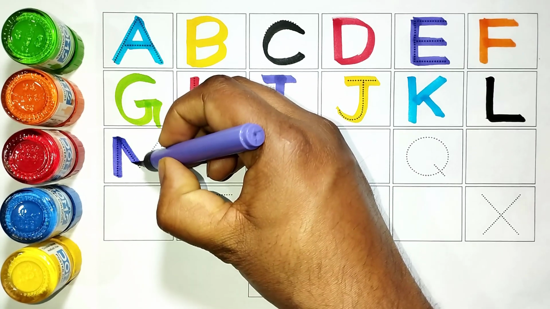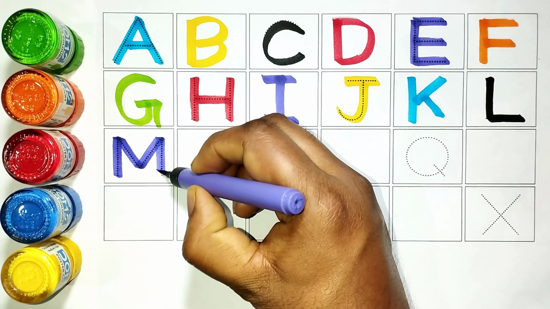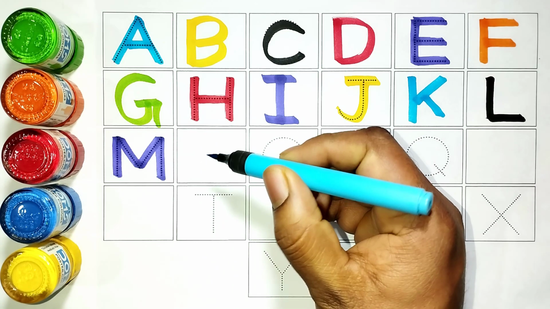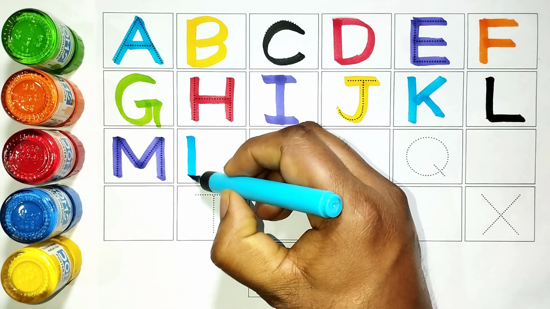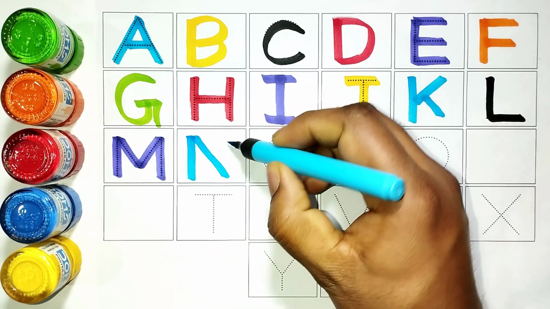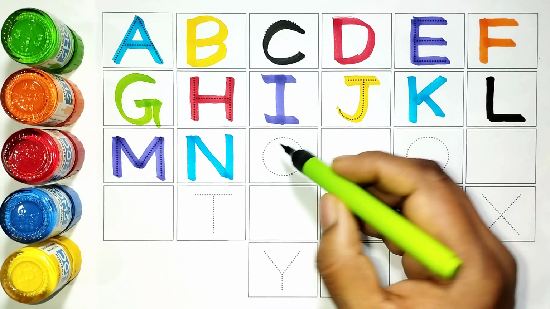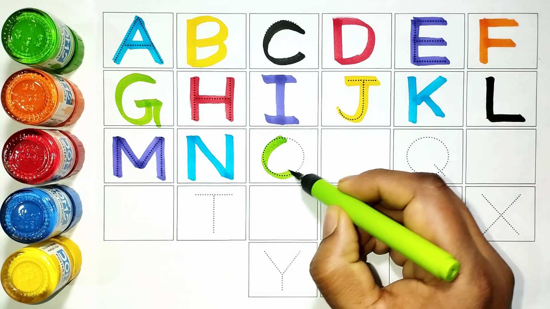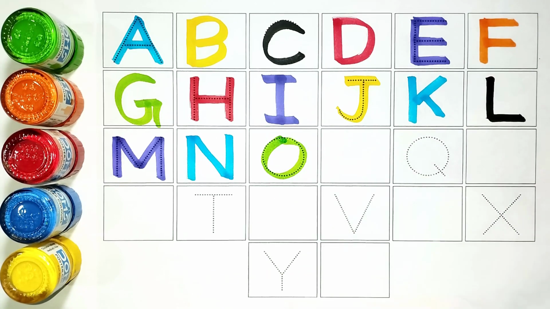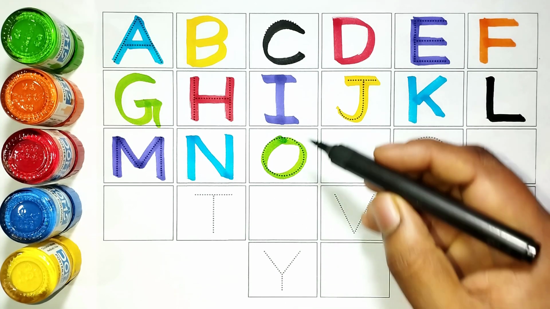M for mouse, sky blue color. N for nose, light green color. O for orange, black color.